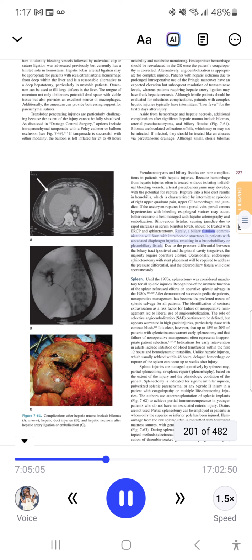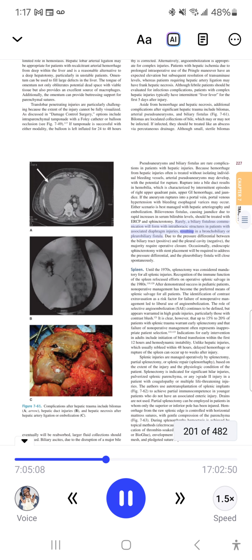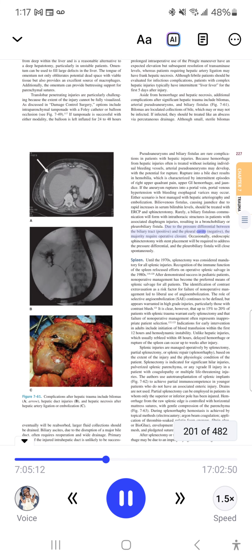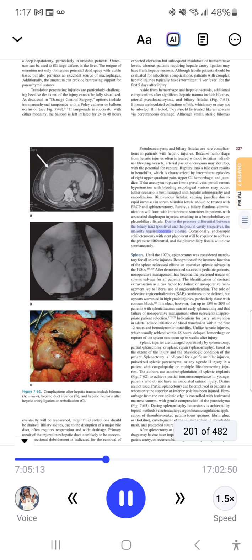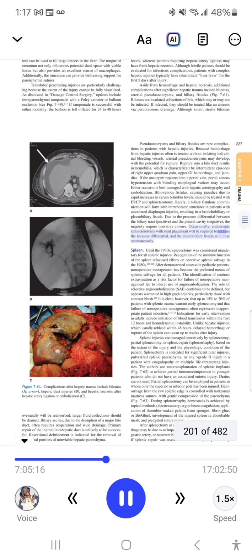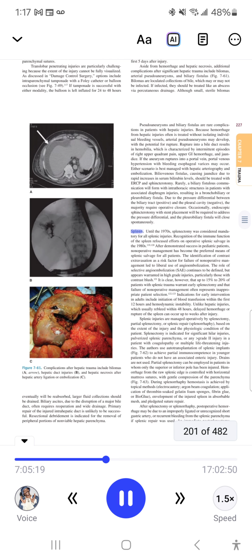Rarely, a biliary fistula's communication will form with intrathoracic structures in patients with associated diaphragm injuries, resulting in a bronchobiliary or pleurobiliary fistula. Due to the pressure differential between the biliary tract (positive) and the pleural cavity (negative), the majority require operative closure. Occasionally, endoscopic sphincterotomy with stent placement will be required to address the pressure differential, and the pleurobiliary fistula will close spontaneously. Spleen.